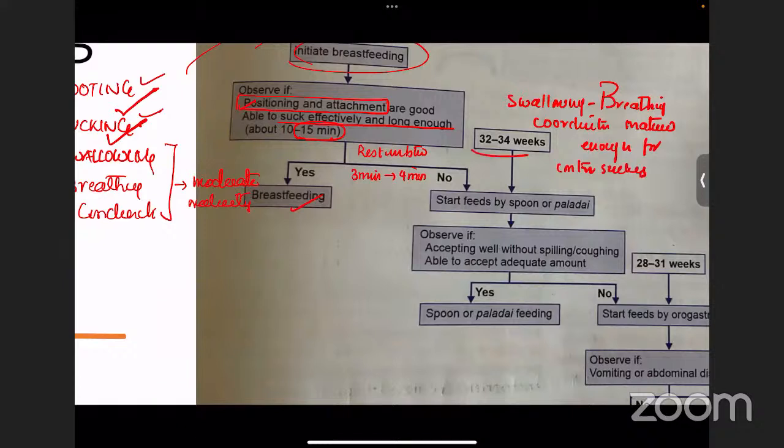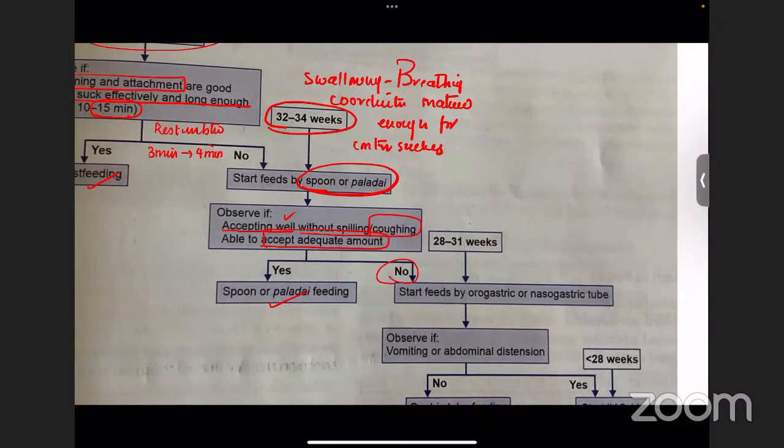Or if the baby is between 30 to 34 weeks, at this time the swallowing and breathing coordination starts to mature. Or if more than 34 weeks, but she has to take rest, because for a few babies it takes time, sometimes up to 37 weeks, to get good maturity of the swallowing and breathing coordination. In that scenario, or if the child's age is between 30 to 34 weeks, start feeding by cup or paladai. Observe whether the child is accepting well without any spilling or coughing and is able to accept an adequate amount. If yes, continue with it. If no, she's coughing up all the feed.